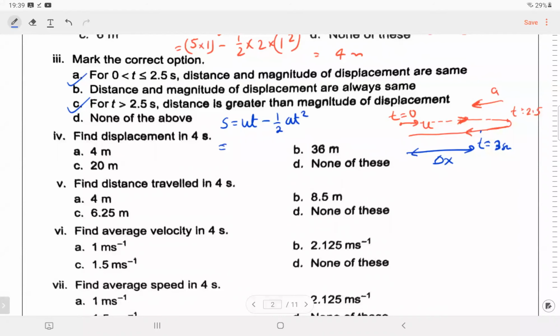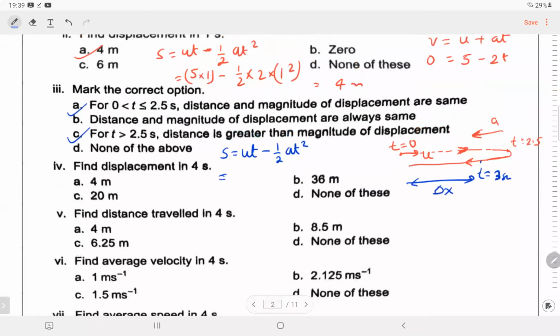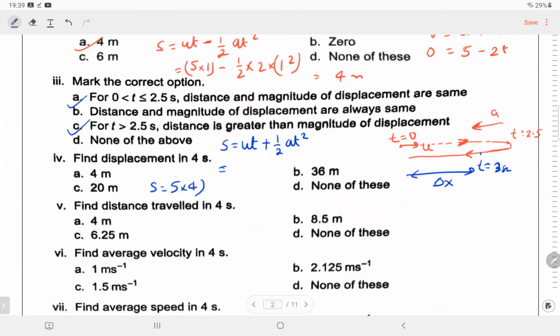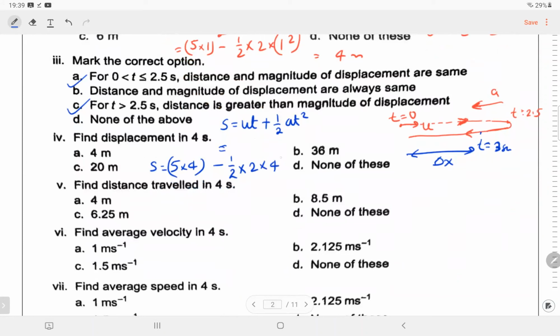Yes sir, 36 meter? This was a retardation question. What did we do? Put a as negative, or else you will put ut plus at. S is equal to u, u is how much? 5, into 4, and this is negative. A is how much? Minus 2. Sir, it will come by putting minus 4 twice. Looks right. So 20 minus 16, that will be 4 meter.